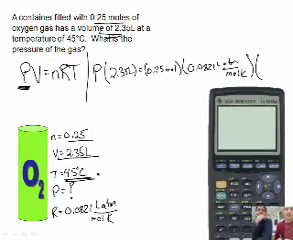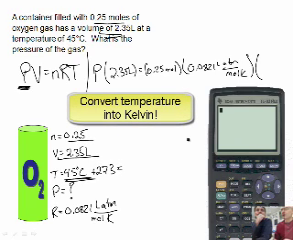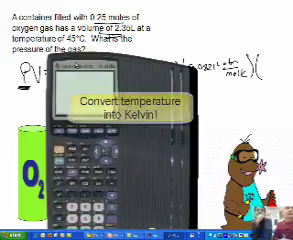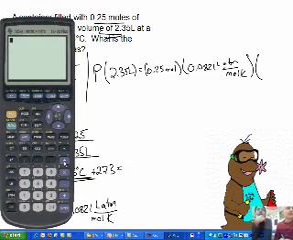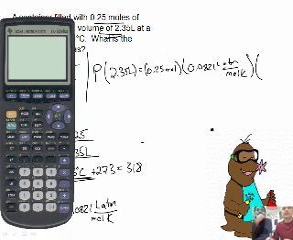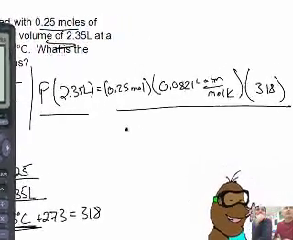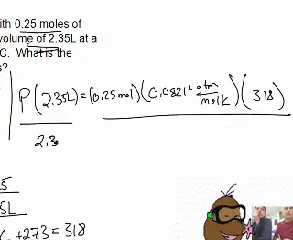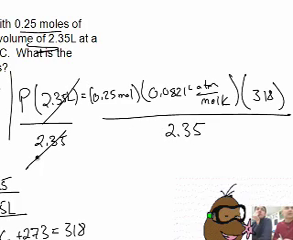Now, a little tricky thing on the temperature. You must always put it in Kelvin, so you add 273 to the Celsius temperature. When you add those up, you get 318. Now, to get P, what do you do? You divide both sides by 2.35. If I divide by 2.35, the 2.35 cancels here.